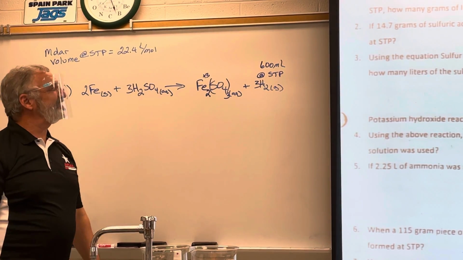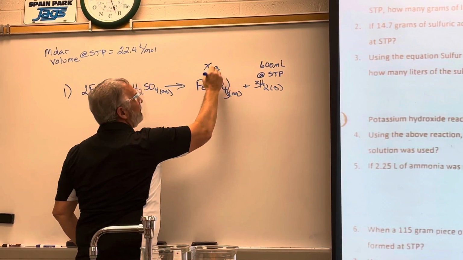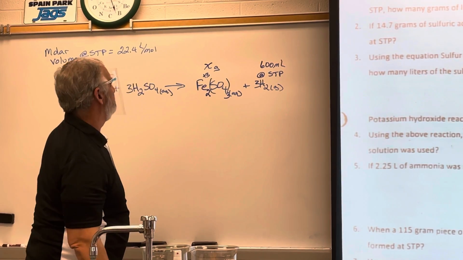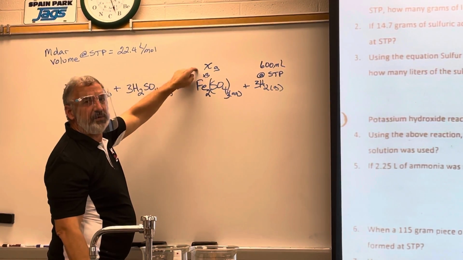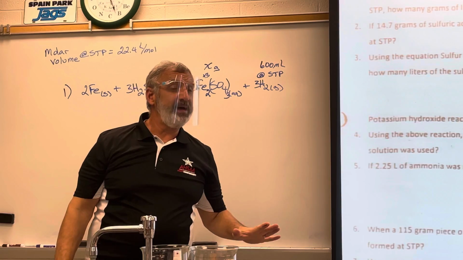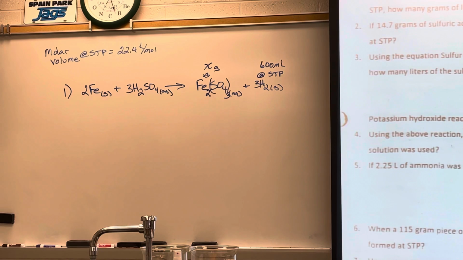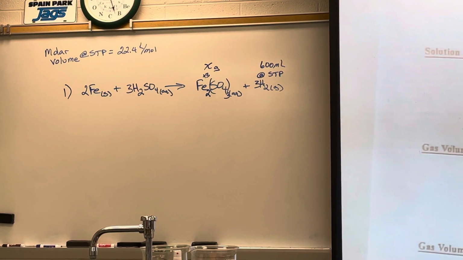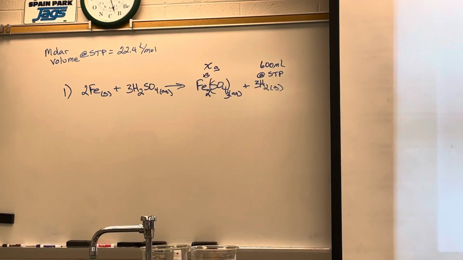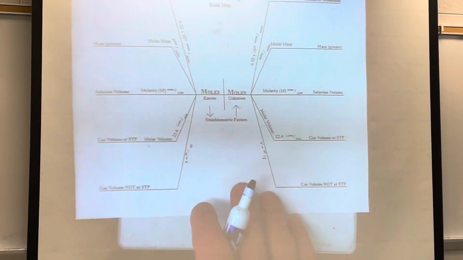All right, so 600 milliliters at STP, how many grams of iron 3 sulfate are produced? So this is my unknown. So you might want to get out, remember that I gave you that stoichiometry roadmap? Why did it go small? Oh, it's just because the thing is small.